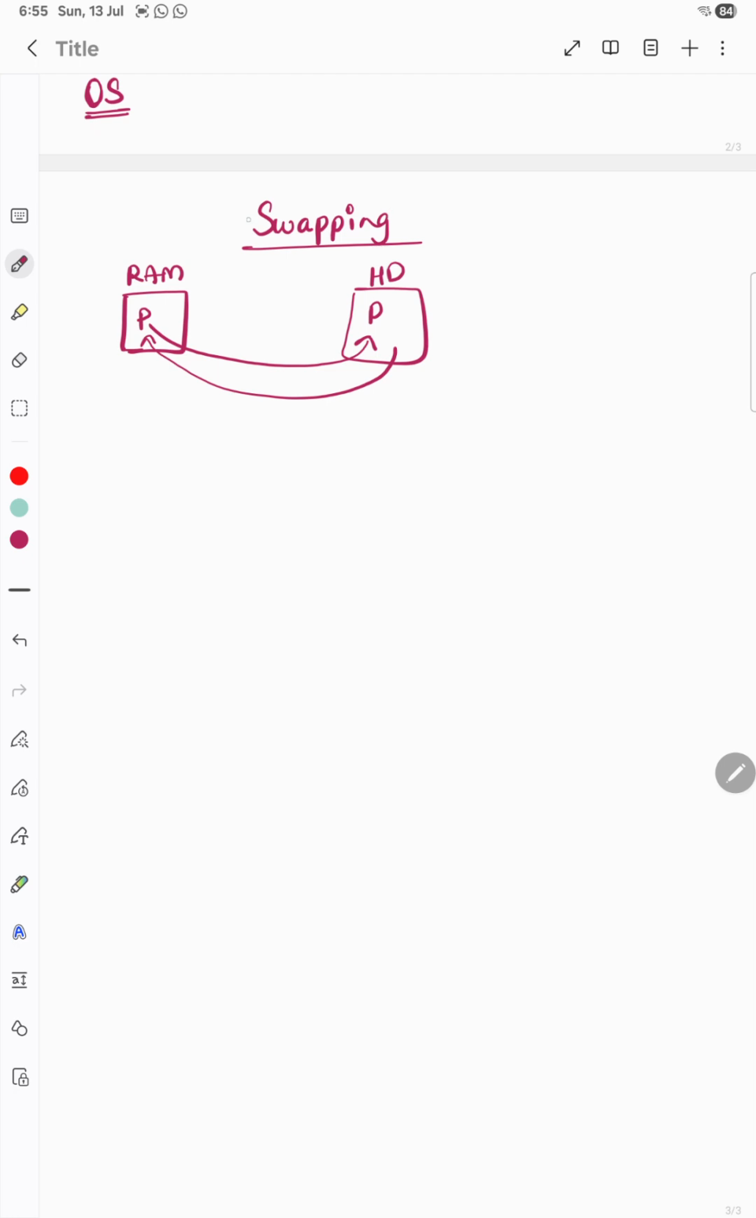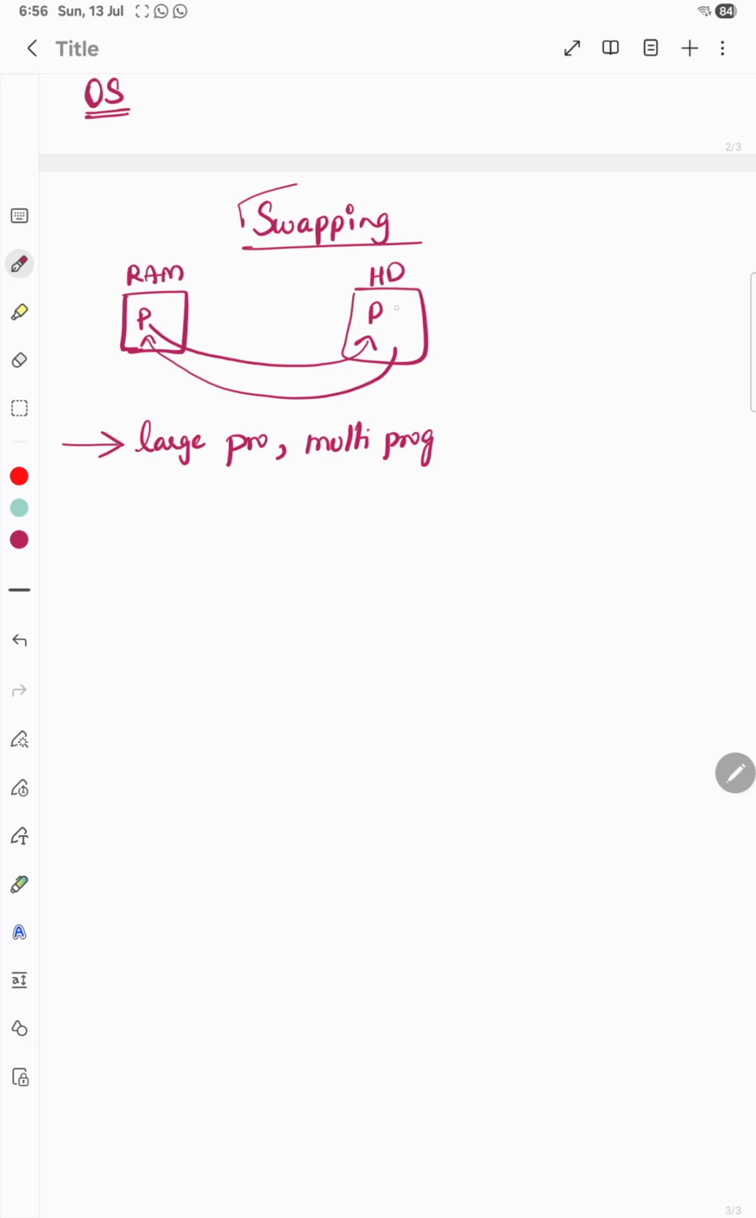Why do we use this swapping? This is used in the case of large programs or multi-programming tasks, when there are multiple programs that have to be performed. In such cases, providing space for each and every process would be impossible.